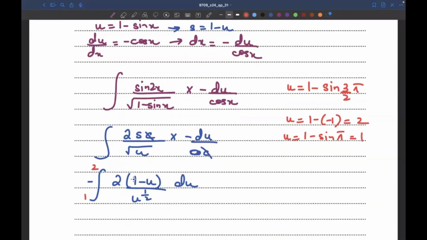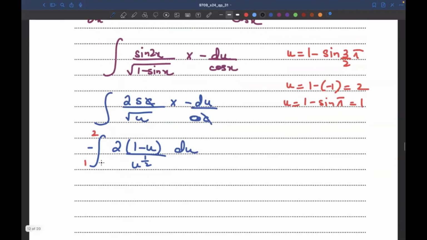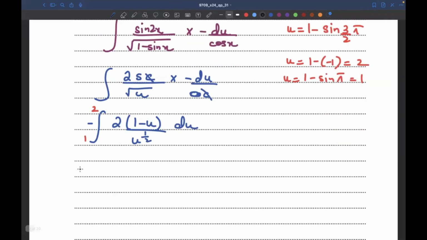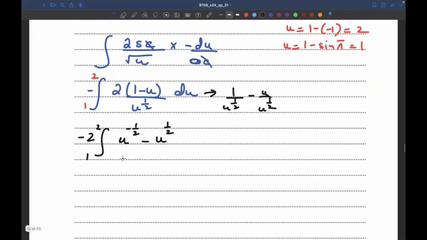Now we'll simply integrate the equation. But before we integrate it, we'll simplify it first. We can keep the 2 outside the bracket. And 1 upon u power half can be written as u to the power minus half, and u divided by u power half. So we can just write it as 1 upon u power half minus u upon u power half. And this will be equal to 1 minus u to the power of positive half. Now we can multiply this negative sign inside and write it as u power half minus u power minus half. And we can keep 2 outside with the limits 2 and 1.